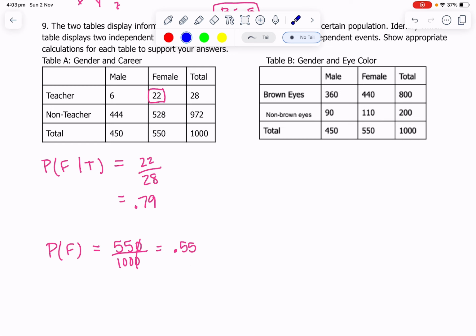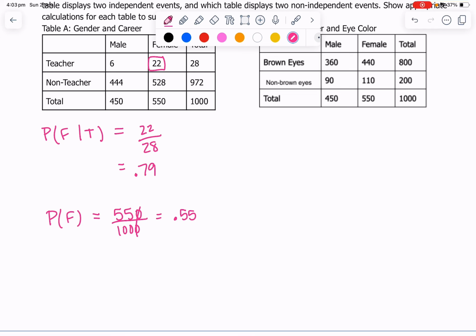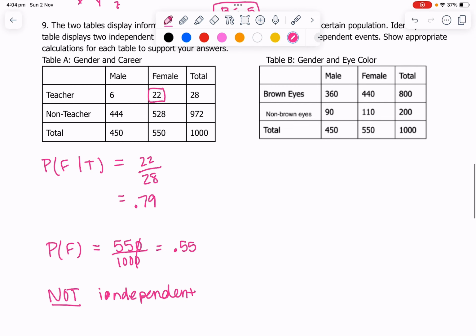However, if you know that person is a teacher, it's way more likely that they are female. So these two events are not independent. Knowing that somebody is a teacher makes it way more likely that they are a female than just knowing that they're one of these 1,000 people. So these guys are not independent. Or as some might say, dependent.